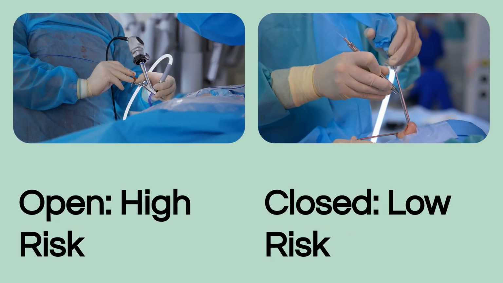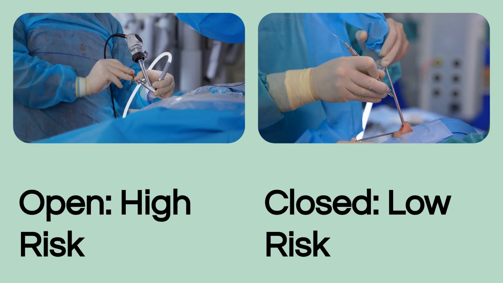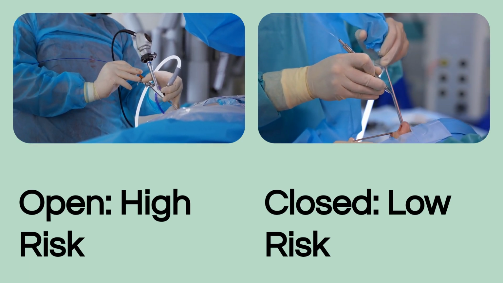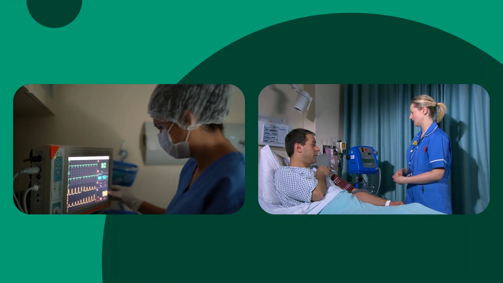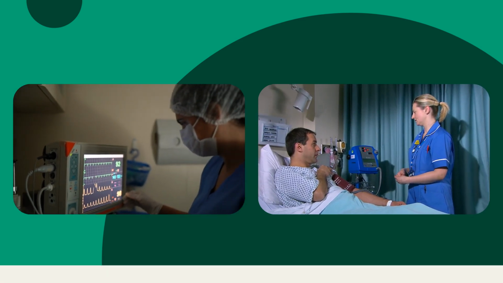Open drains empty fluid into a gauze, carrying a higher risk of infection, like the Penrose. Closed drains empty into a sealed bag, offering a reduced infection risk, such as the Jackson-Pratt. Active drains use negative pressure or suction for efficient fluid removal. Passive drains, on the other hand, rely on pressure differentials and gravity to function.